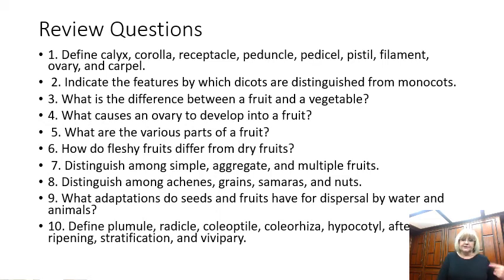Let's see, what causes an ovary to develop into a fruit? What are the various parts of a fruit? How do fleshy fruits differ from dry fruits? And distinguish among simple, aggregate, and multiple fruits. Distinguish among achenes, grains, samaras, and nuts. And what adaptations do seeds and fruits have for dispersal by water and animals? Define the plumule, the radicle, the coleoptile, the coleorhiza, hypocotyl, after ripening, stratification, and vivipary.